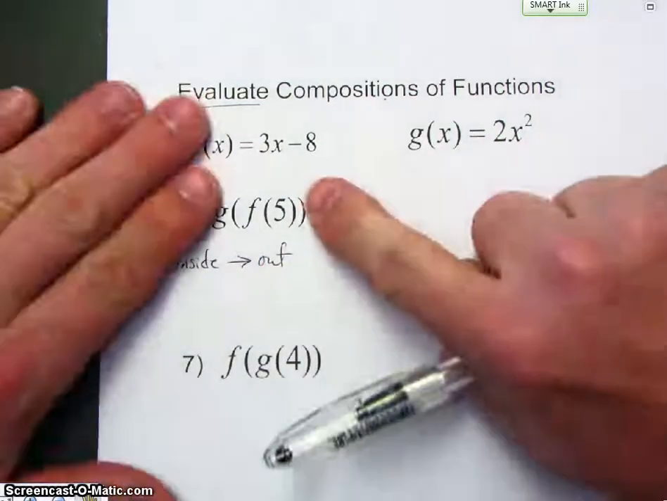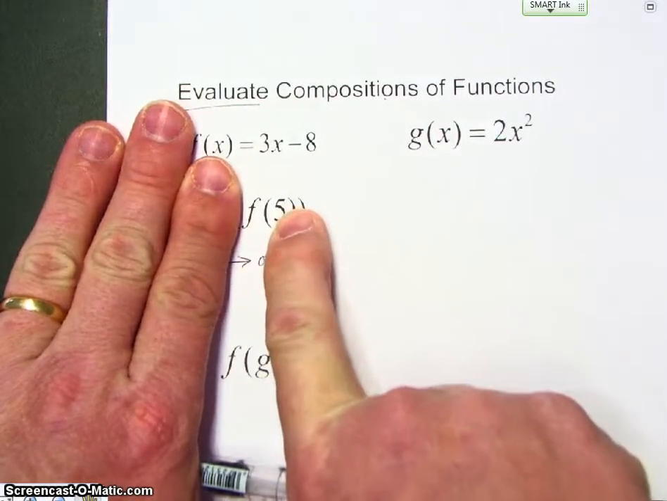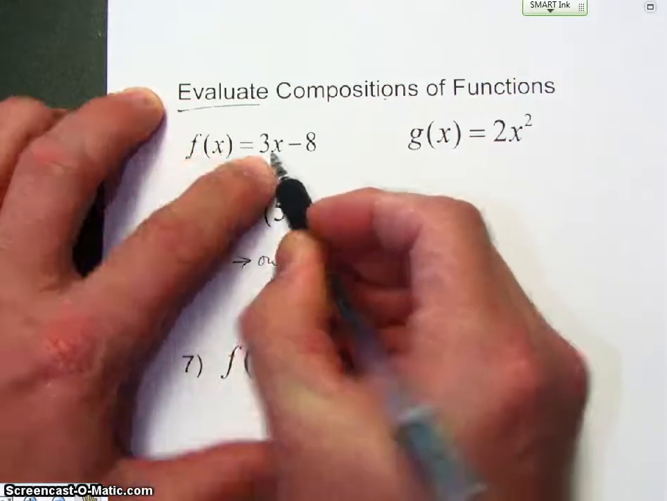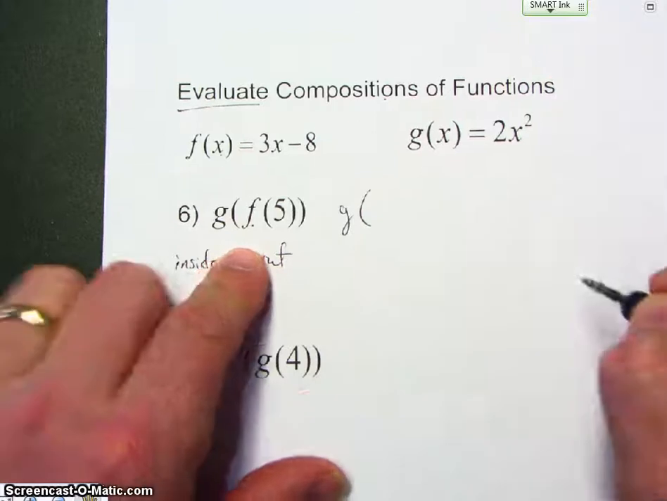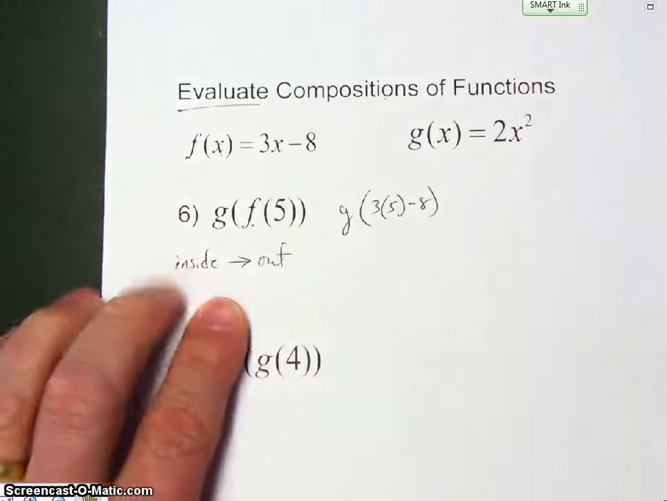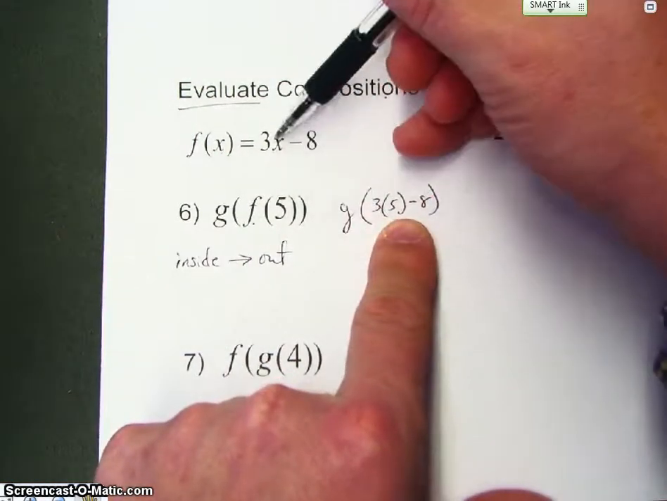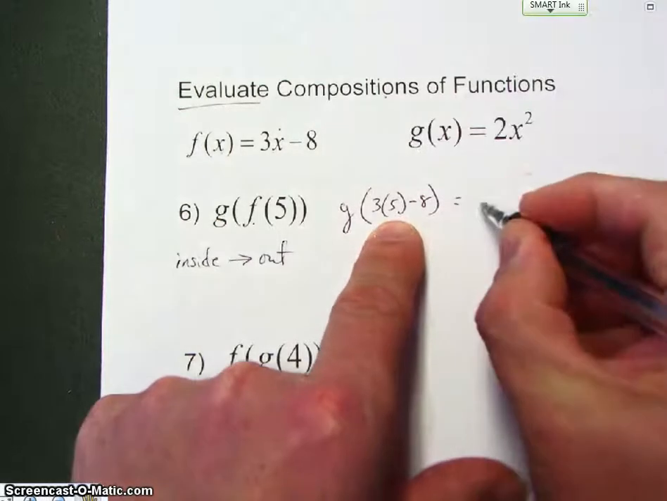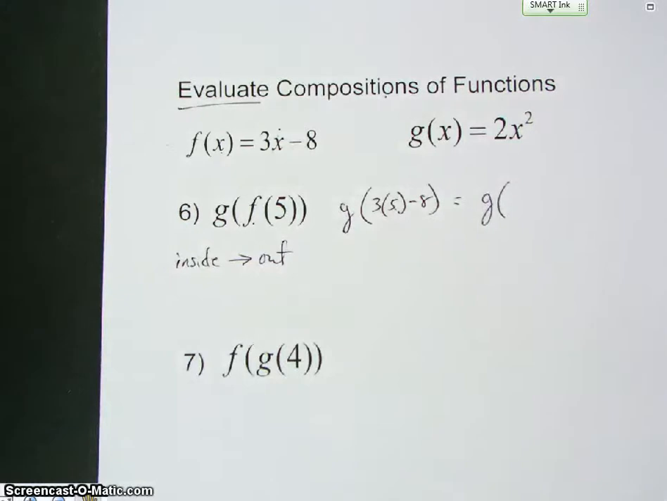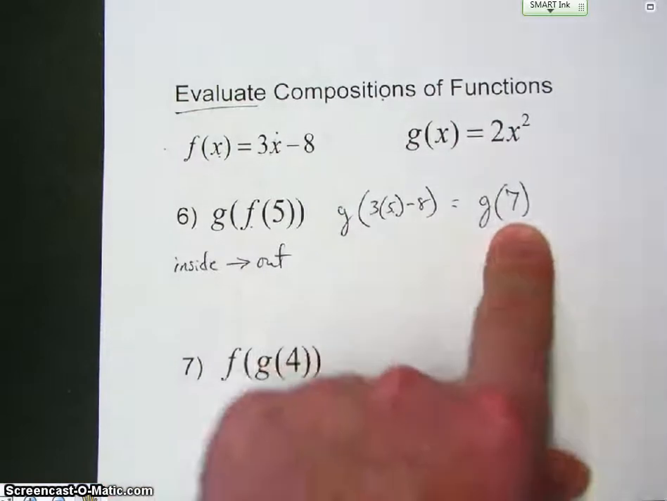So if I look in the parentheses, I have f of 5. You're going to do that first. So you're going to put 5 in for x in the function of f. Here's f, we're going to put 5 in for x, and keep g. So now this becomes 3 times 5 minus 8. We're doing f of x first, putting 5 in for x. Order of operations: 5 times 3 is 15, 15 minus 8 is 7.